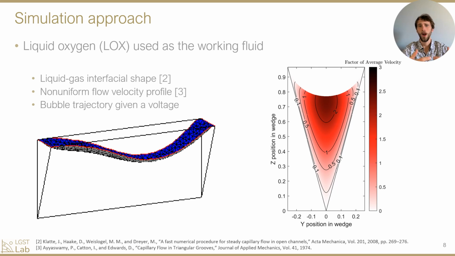Now, we find this liquid-gas interface by using Surface Evolver, and the next step is to determine how fast is the flow actually going throughout this wedge and where. And the final step is to determine if a bubble starts inside of that flow, what's its trajectory look like as it moves through, and how much voltage does it take to push it up to the free surface and remove it from the flow.